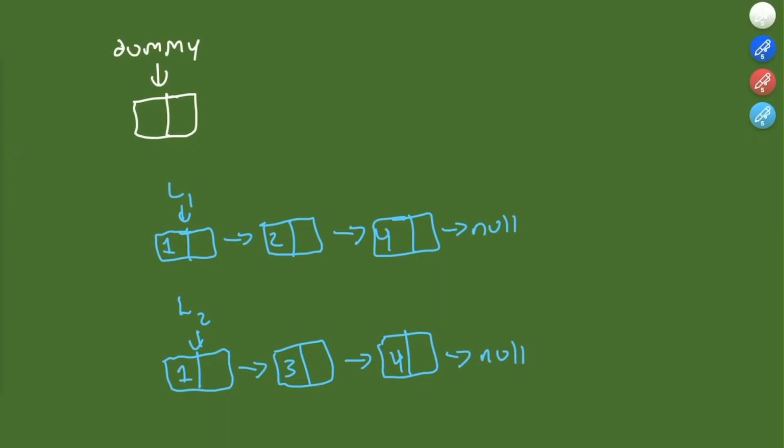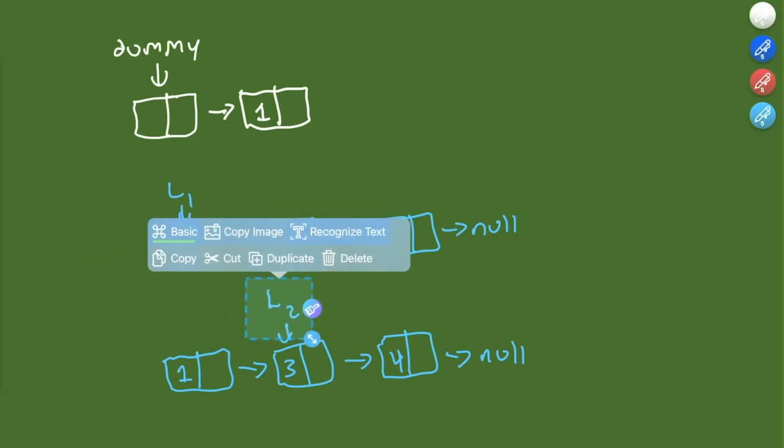We have 1, 2, 4 being list 1 and 1, 3, 4 being list 2. Since our linked lists are already sorted, we can simply populate the dummy list by creating nodes and moving the pointers of L1 and L2. For example, we check: is list 1's value smaller than list 2's? In this case, they're the same, so it doesn't matter which one we put, but we'll put L2's value here, 1, and then we move L2 to the next node.